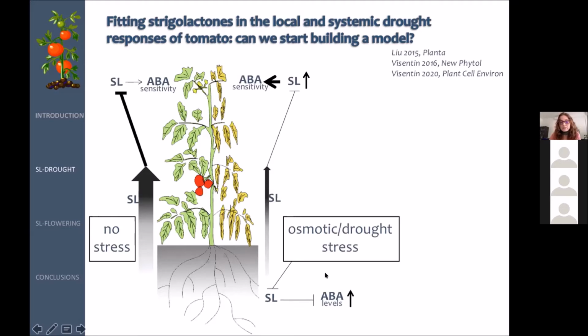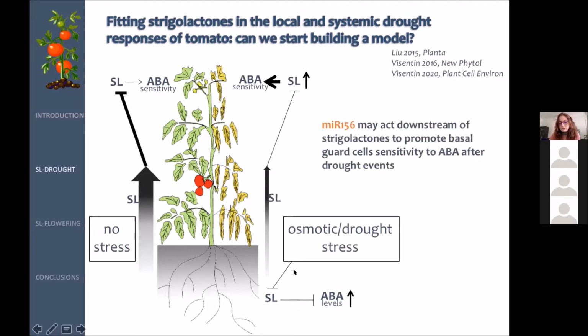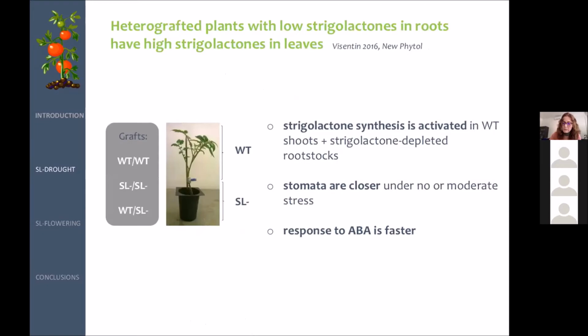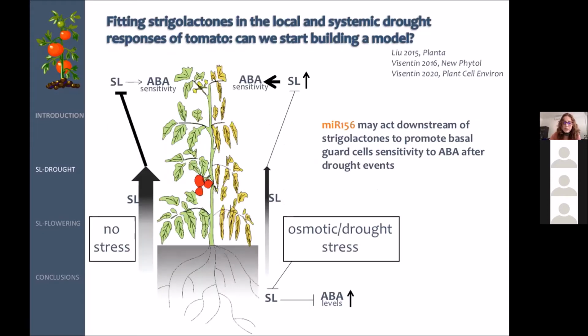What happens under drought, however, in the roots is a bit counterintuitive, if you wish. That is, the synthesis drops. And this is not just metabolic suffering, because this drop is needed to let local ABA levels increase.